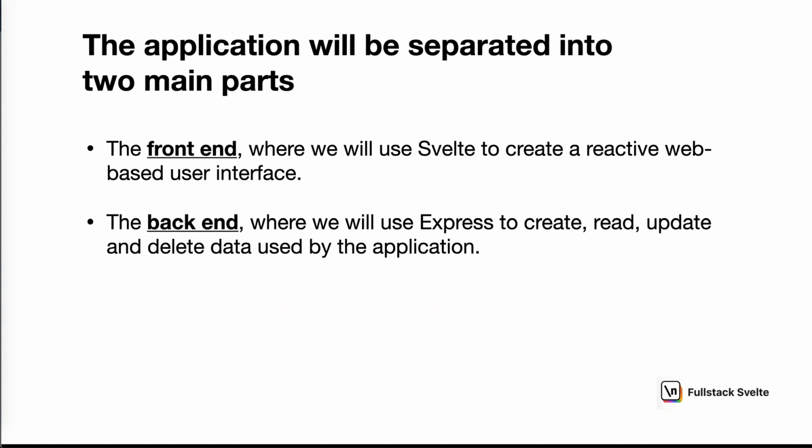So the application will be separated into two main parts. We'll have the front end, where we use Svelte to create a reactive web-based UI, and then we'll have the back end, where we use Express to create, read, update, and delete data that's used by the front end.